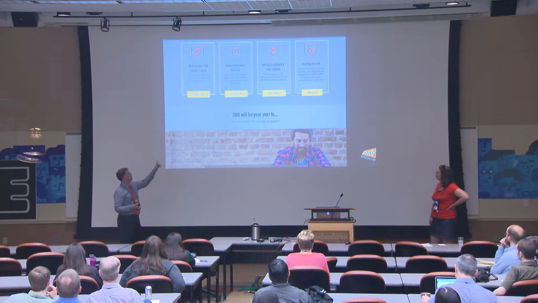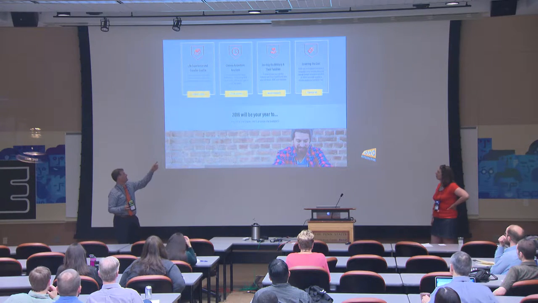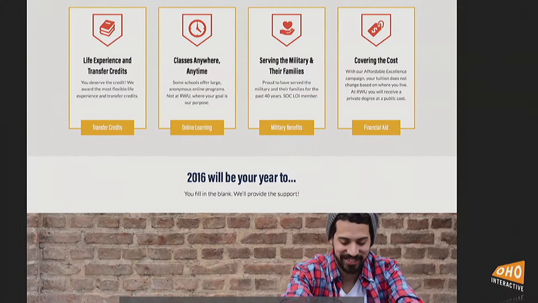And then the four key messages: life experience, classes anytime, anywhere, military, which is about half of their audience, and covering the cost. So we're hitting the main thing. We understand who the persona is, what resonates with them, and what messages are important to them. And then we did not pick some picture of this hipster guy. He's not, I would say, the best photo for this shot.